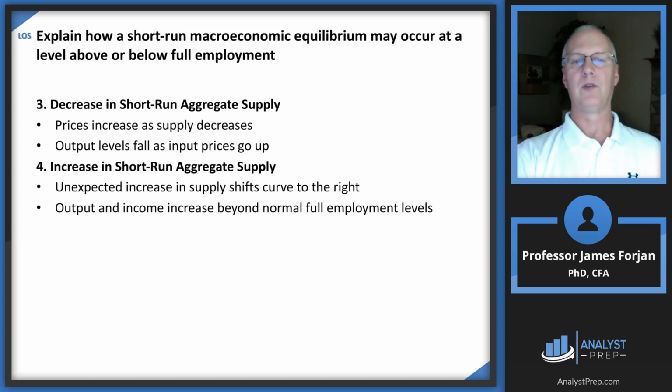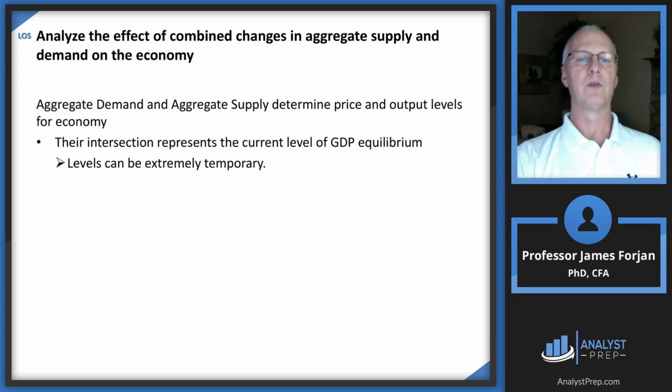How about a decrease in short-run aggregate supply? Price increases as the supply decreases, of course, and a shortage, think about it that way, and the output levels will fall. How about if there's an increase in short-run aggregate supply? There's going to be an unexpected shift to the right, and then output and income will increase beyond normal employment levels.